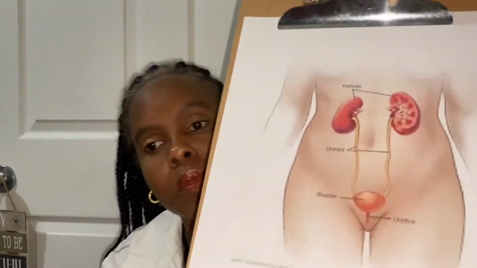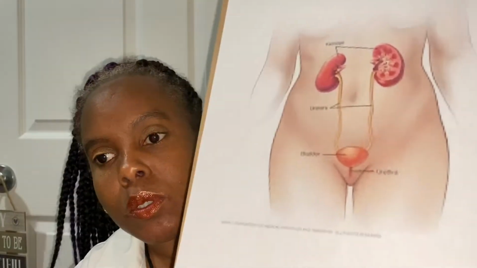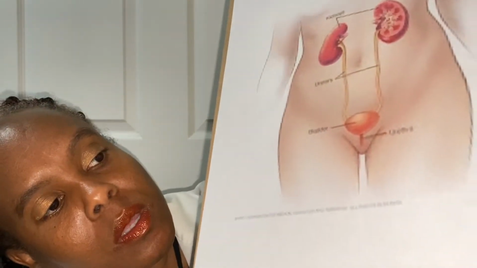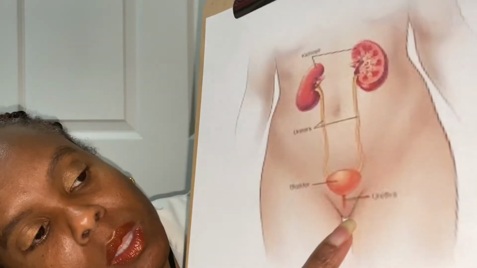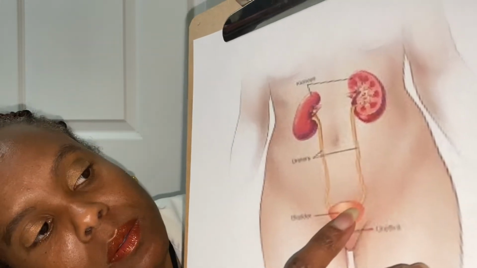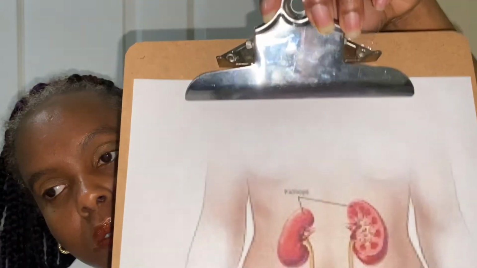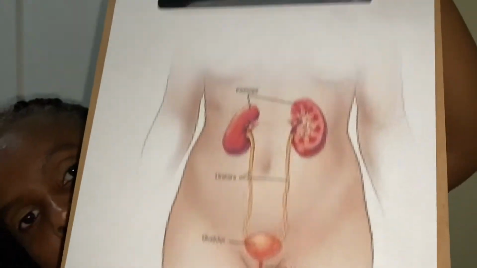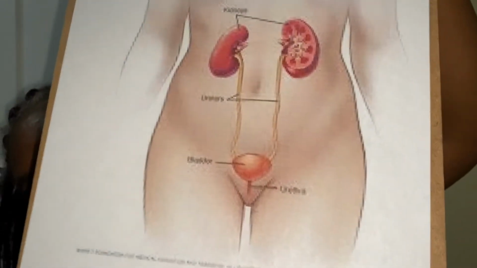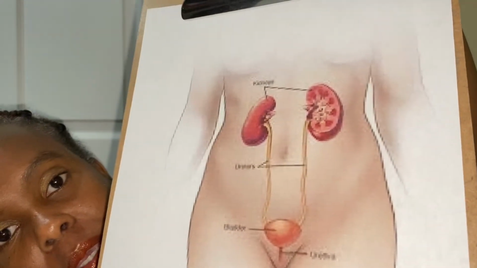So the urinary tract includes the urethra, the bladder, and the kidneys. Let me show you a diagram. So as you can see, there is the urethra, then there is the bladder, then there are the kidneys. Okay, so now you know what the urinary tract looks like.